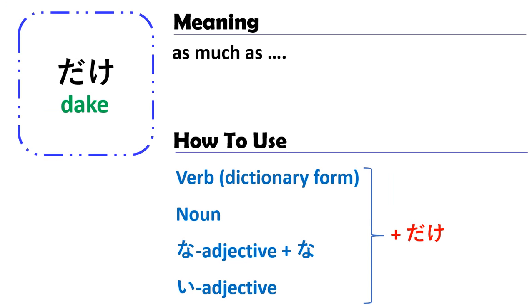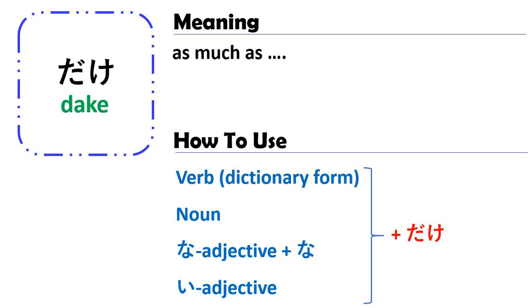When you use Dake in Japanese, you can use it with verbs, nouns, na-adjectives and i-adjectives. When you use it with a verb, you should change the verb to the dictionary form and end with Dake. If you use a noun, you just use the noun and end with Dake. For a na-adjective, you end with na-dake. For an i-adjective, you just end with i-dake. For example, 綺麗なだけ or 美味しいだけ, something like this.